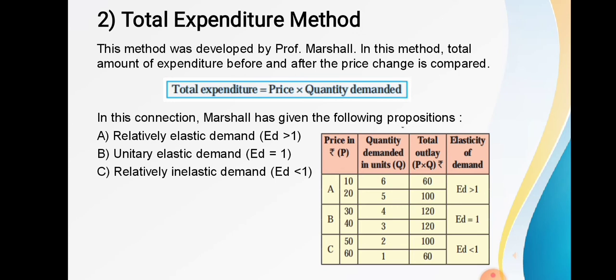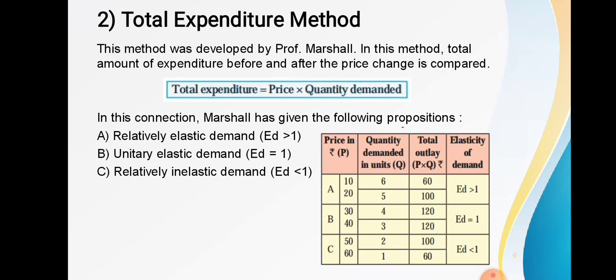There are three types of proposition. First one is relatively elastic demand, where ED is more than 1, and unitary elastic demand, where ED is equal to 1, and the third one is relatively inelastic demand, where ED is less than 1. This total expenditure method can be better understood with the help of the following table.